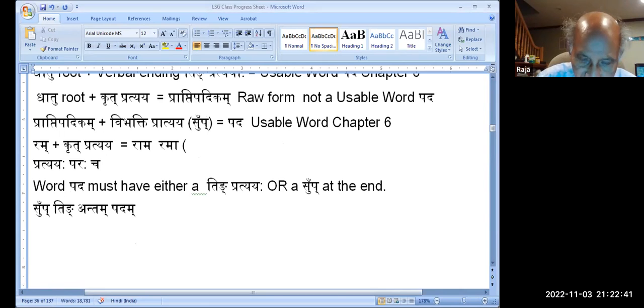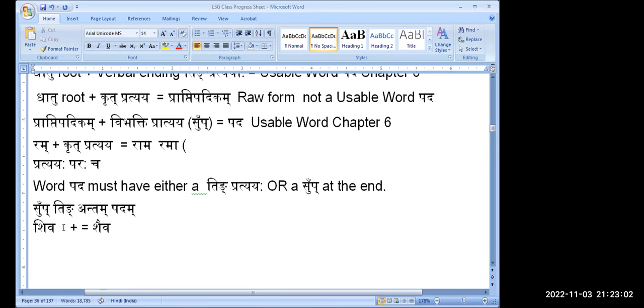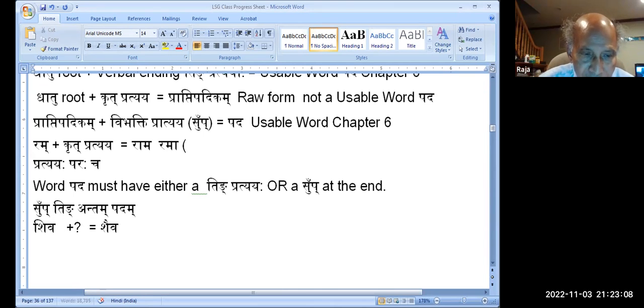Now, what I have to do is, I have Shiva, and I have to derive out of Shiva something called Shaiva. From Shiva, I have to add something here. I don't know what I have to add. That is what the science is. I have Shiva, I have to get Shaiva. So what we do is, we break that into pieces.